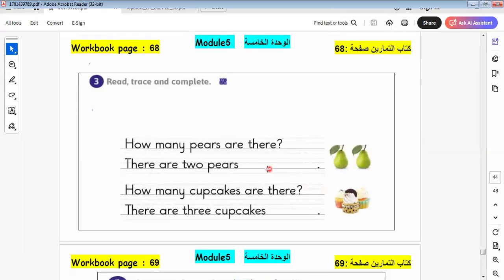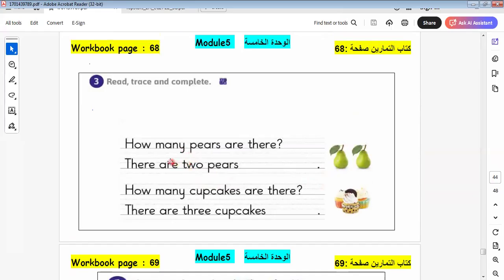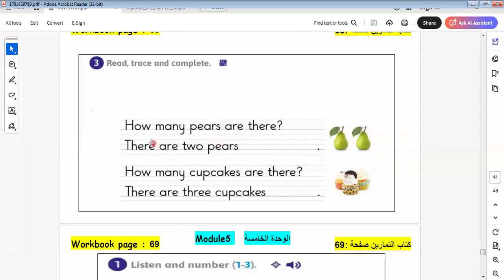Here is a question structure, the formula of questions that we do. In this question, we practice how to make a question. How many pears are there? There are 2 pairs. So I ask by how many. And as we know before, how many asks about what? Grade 2, repeat after me: ask about numbers.